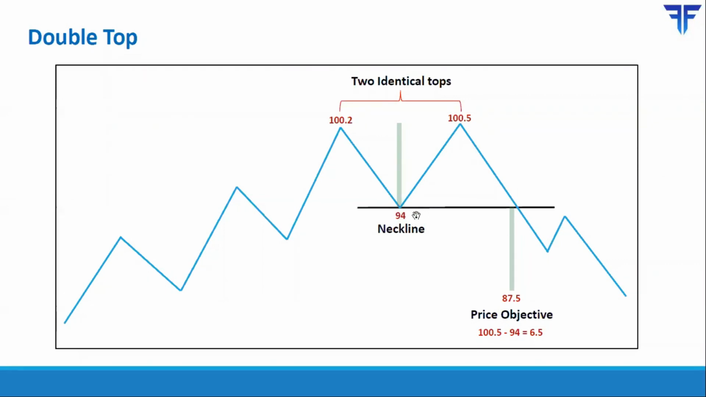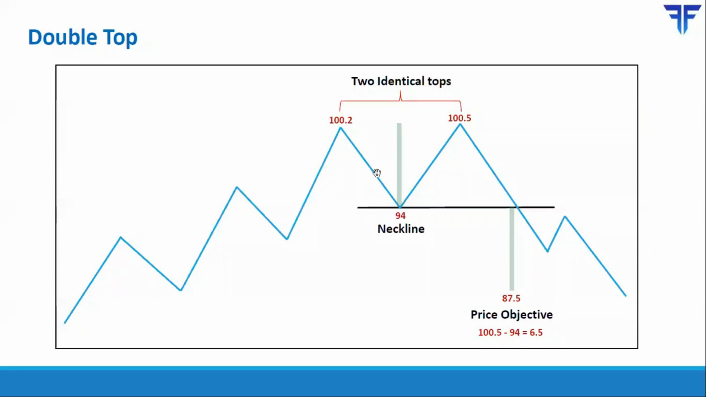You could also draw a neckline. So from this intervening low, which is 94, you could draw a horizontal neckline and extend it forward in time, because it becomes easier to analyze when price is breaking below that neckline. So the moment price breaks below that neckline, it completes the double top pattern and signals that we could see lower prices moving forward. Now, how do you calculate the price objective for a double top pattern?